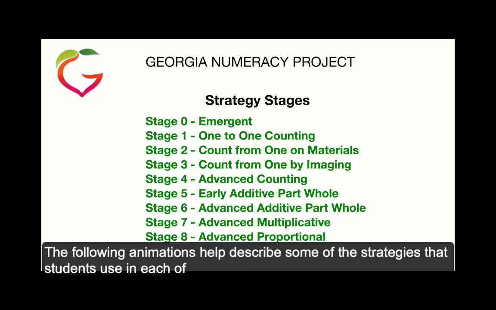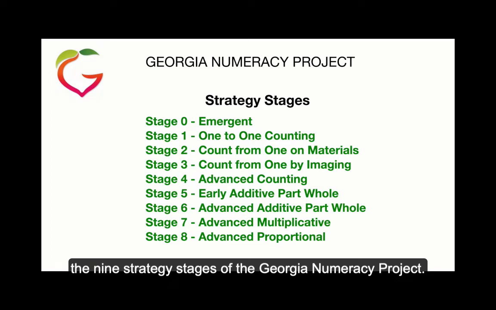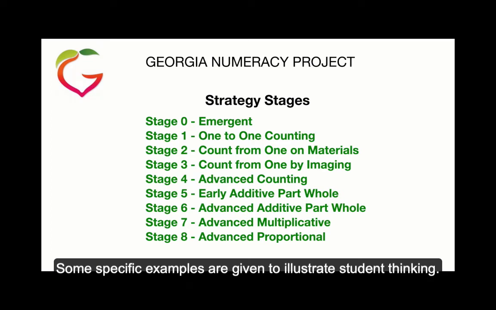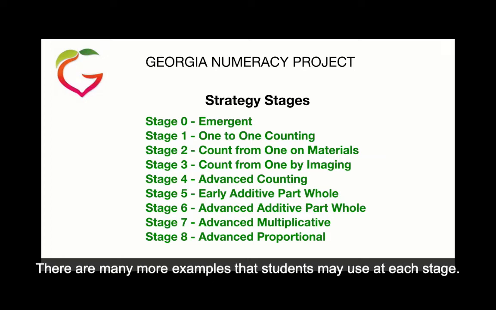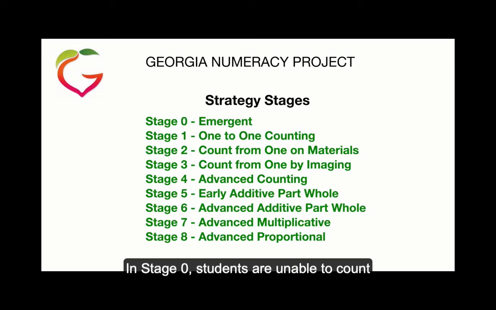The following animations help describe some of the strategies that students use at each of the 9 strategy stages of the Georgia Numeracy Project. Some specific examples are given to illustrate student thinking, but there are many more examples of strategies that students may use at each stage.